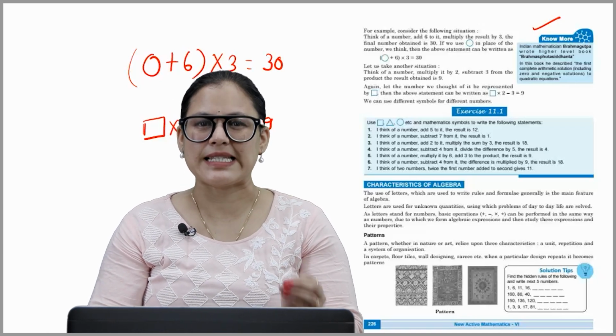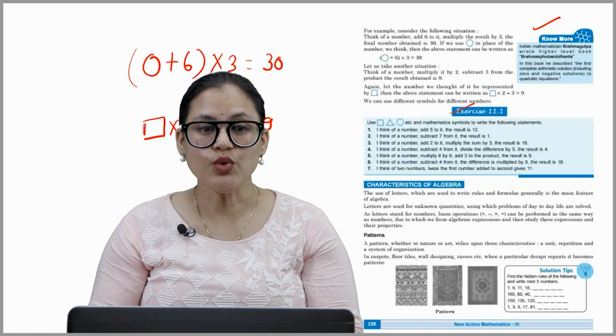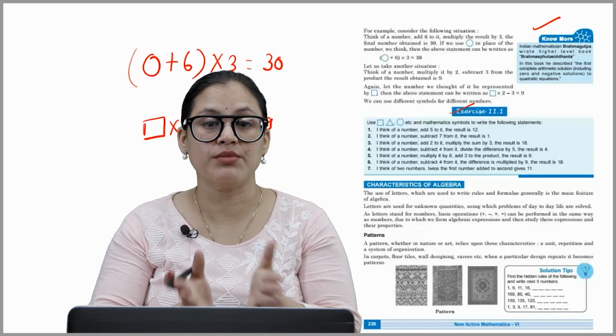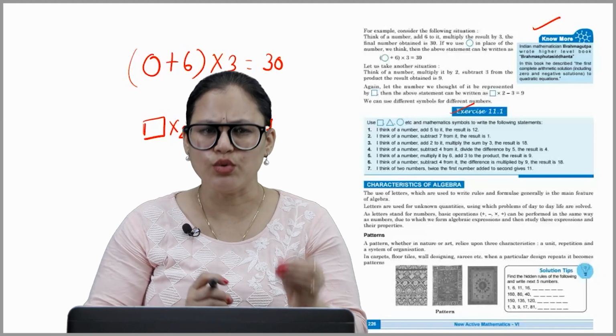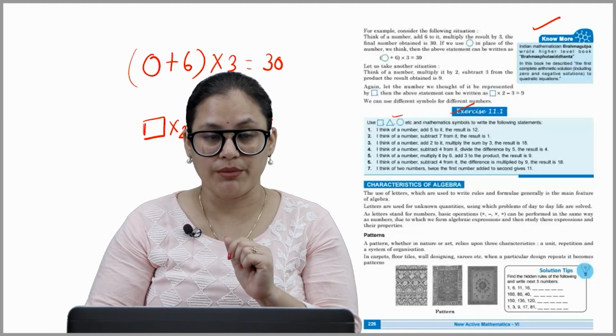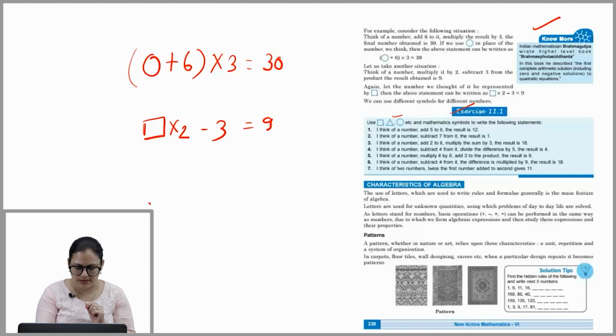Let's do exercise 11.1. Use these 3 symbols, that is square, triangle, circle, etc., and mathematical symbols to write the following statements. We can use any of these symbols. I think of a number. Let's say the number is the circle.